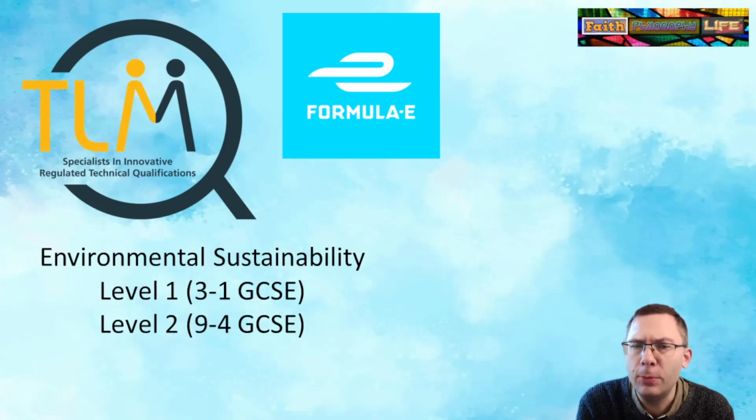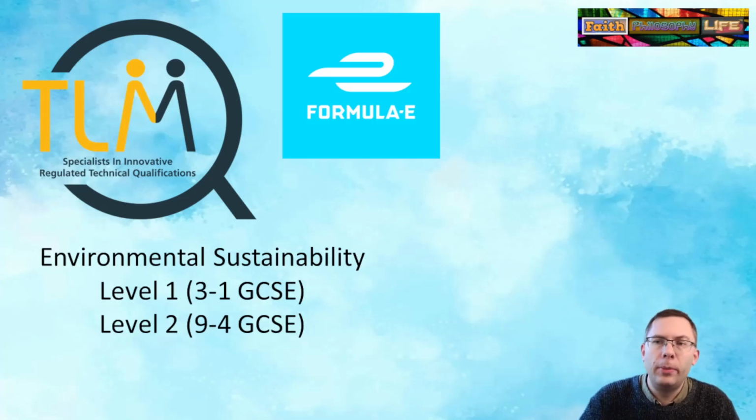I'm deliberately quite small in the corner of the screen today because there's quite a lot of text that's going to appear on the screen. We're doing a unit on environmental sustainability, courtesy of TLM, who are an organisation who do qualifications for pupils, and the one that we're looking at is either a level 1 or level 2 qualification, depending on your output, and it's called Formula E. So it's looking at environmental sustainability. As usual, you will need to grab a pen and paper. Do that while we've got our cheesy intro sequence.